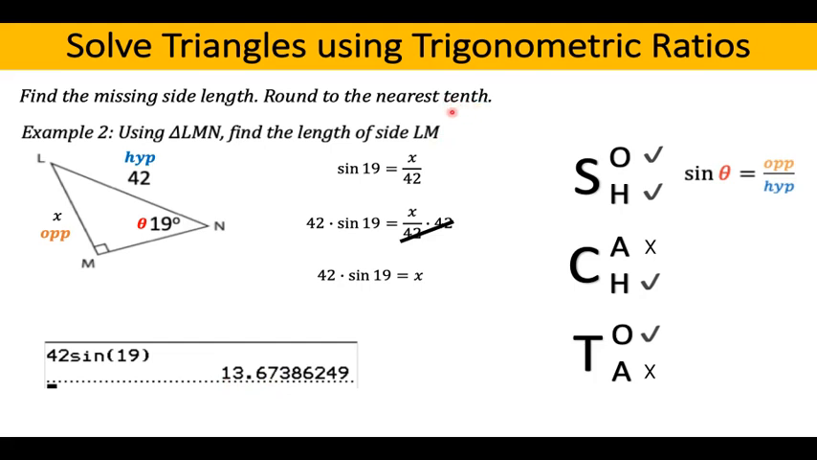Because we're rounding to the nearest tenths place, we only need to look one place behind. That is 5 or more, so we'll make this round up. So for our side LM, we have 13.7.